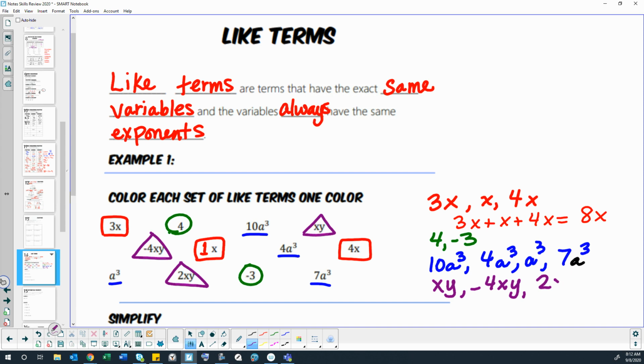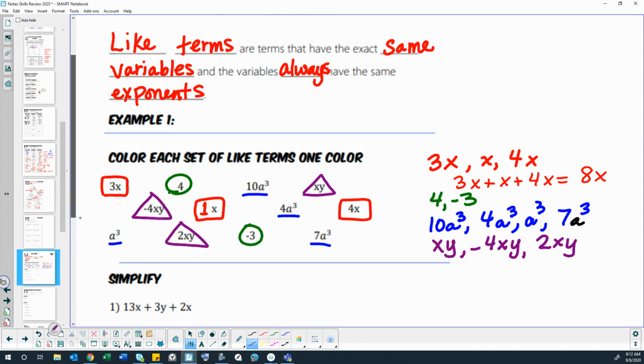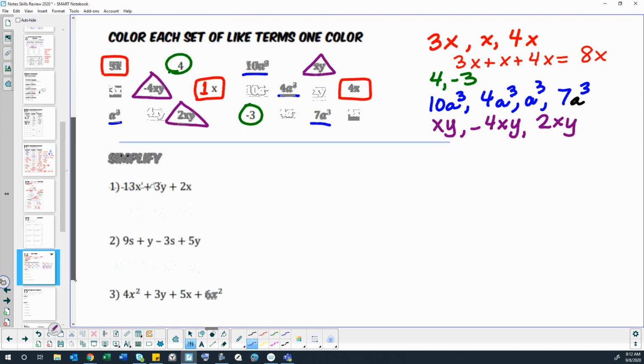-4xy, positive 2xy. So the cool thing about like terms is that we can combine them together, like I did the red ones. I combined them together. If they're not like terms, we can't combine them. They must be like terms in order to combine them. All right, let's go through our practice problems.